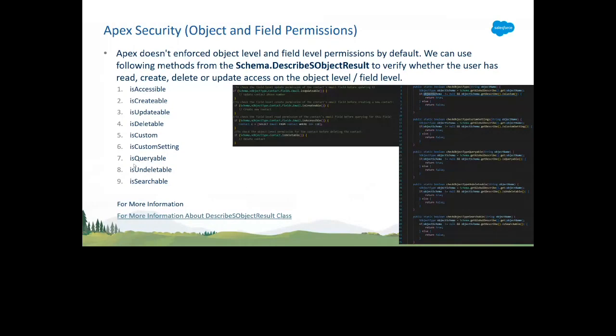And isCustom: if we want to identify whether the object name that we are sending to the method is custom or not, this method will give the result. isCustomSetting: if you work with custom settings, the API name of the custom setting and the normal custom object is almost the same. So to identify whether the current API name is a custom setting or not, we can use this method.